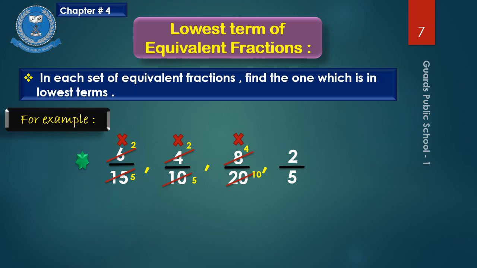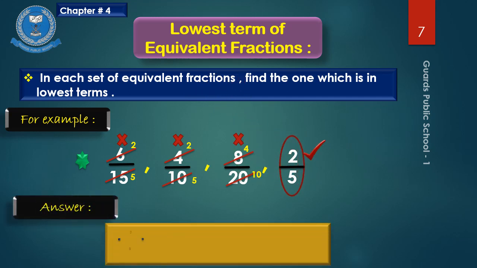Fourth one is 2 upon 5. The fraction 2 upon 5 has no factors other than 1. It means 2 और 5 just 1 से divisible हैं. In other words, it is in lowest term. Our answer is 2 upon 5 is in the lowest term.